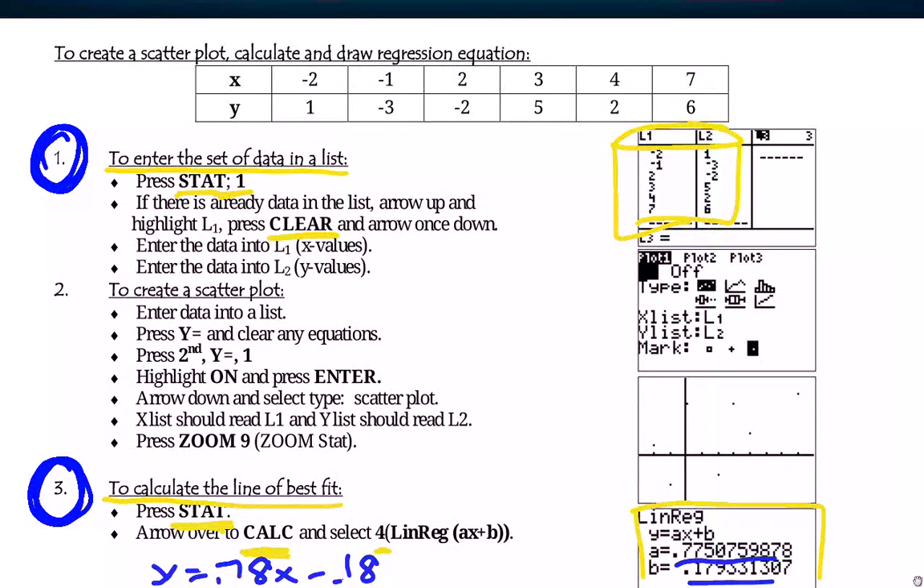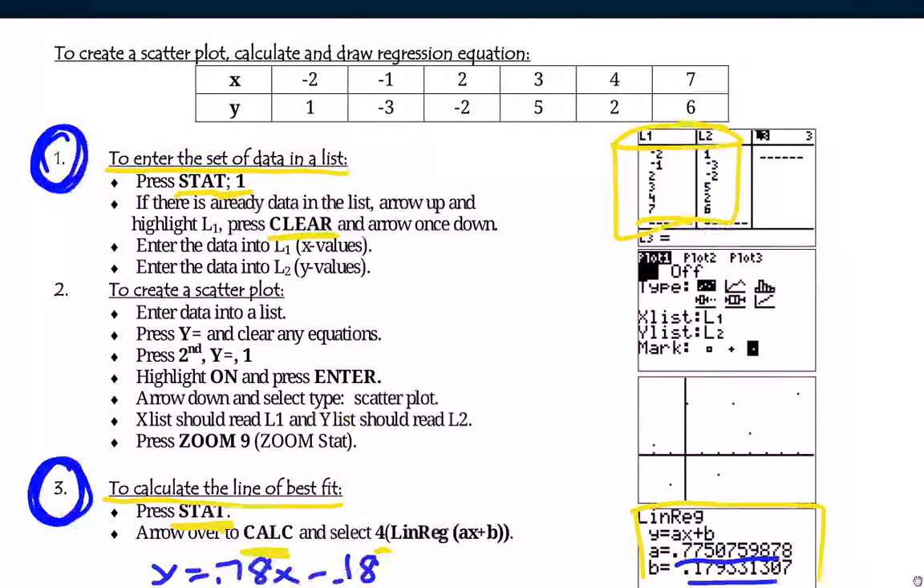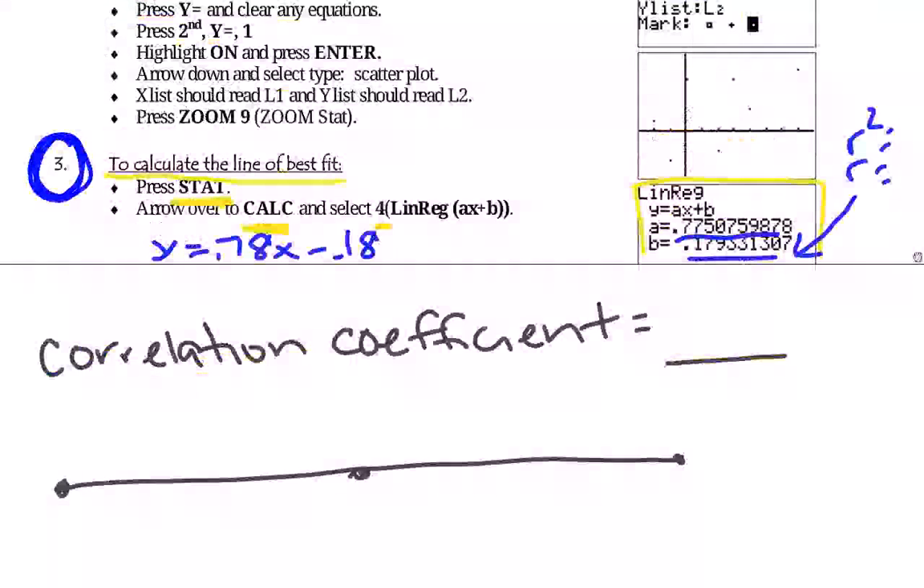The last thing that we need to talk about doing is how to find the correlation coefficient. Now, usually, after you've done this first step, you will see the correlation coefficient on the screen. Let me go back. Here, it will say r squared and r. And we're going to talk about right now how to get my calculator to show that.